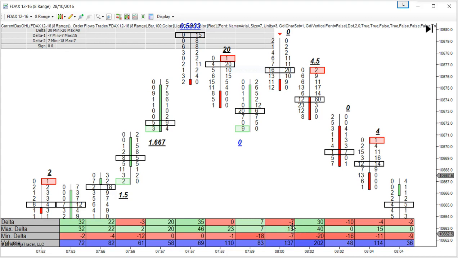The main factors of what it measures are the delta, the max delta, and the min deltas. Obviously it takes into account some volume, but if you're getting small numbers like this, small deltas, it's because you have small volumes in general.